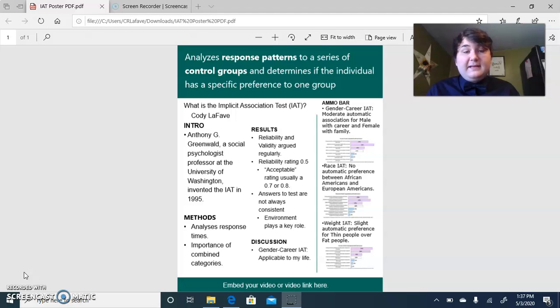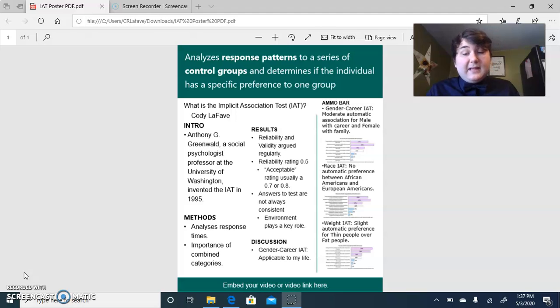So, if an individual is quicker or apt to answer female names with family terms, they would then be considered to have a preference for women in home positions.